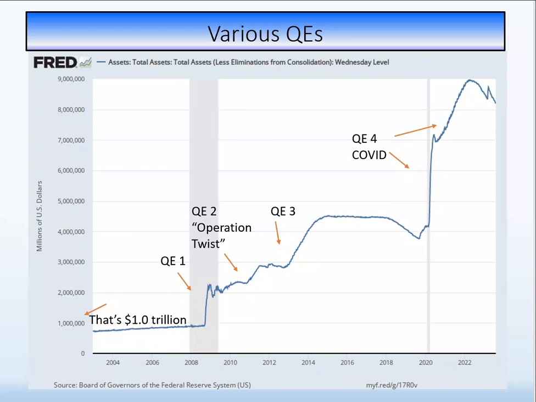QE1 and QE4 initially were done in haste in the height of the Great Recession and the beginning of COVID, so you see some big jolts in the Fed's balance sheet growing very quickly.